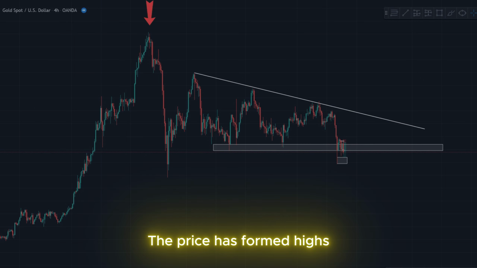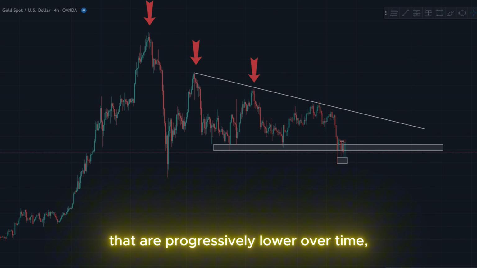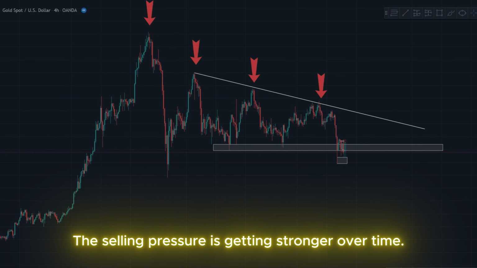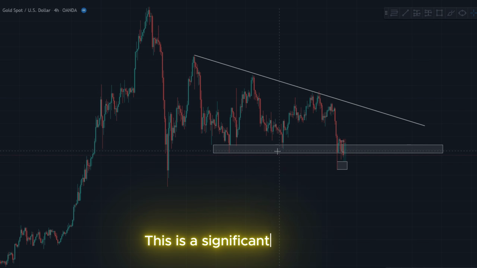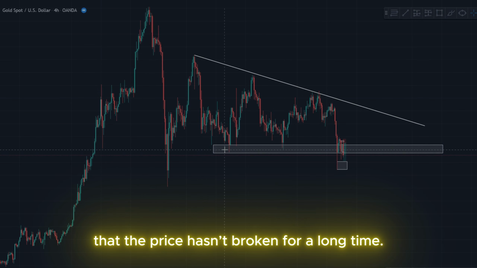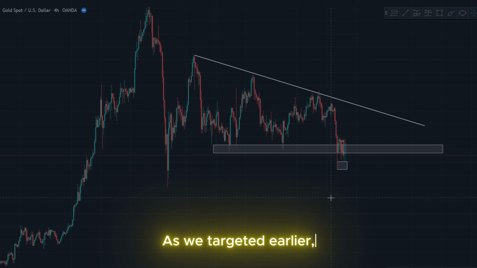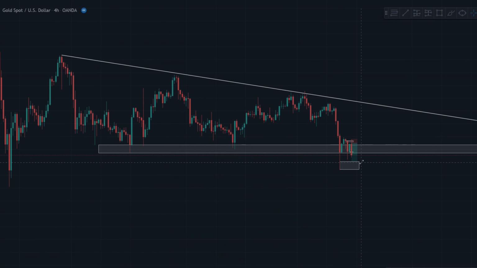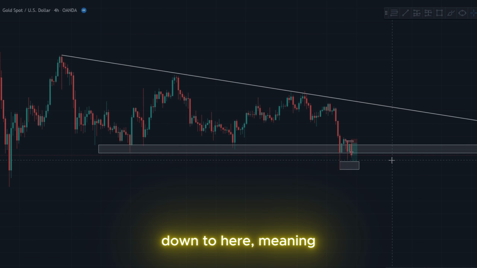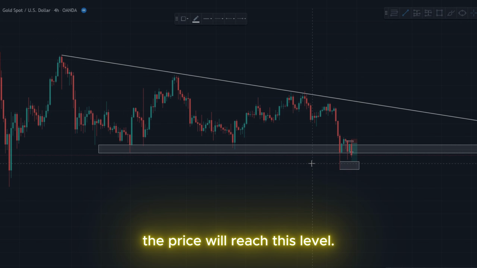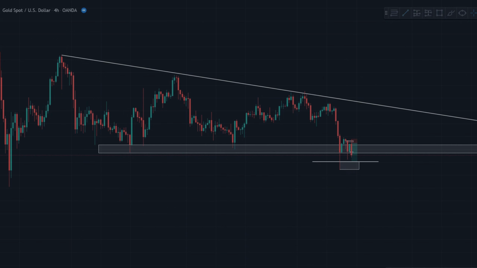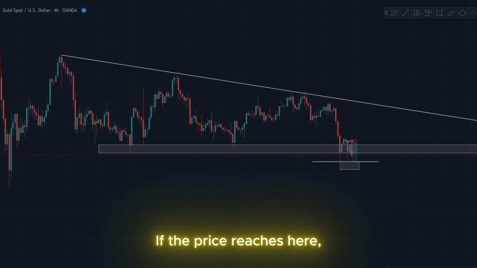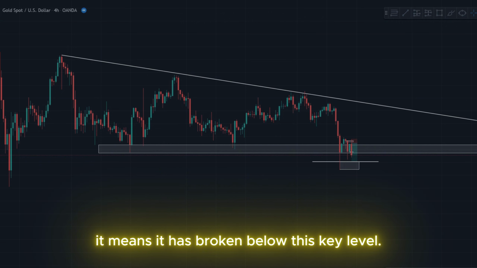The price has formed highs that are progressively lower over time, indicating increasing selling pressure. The selling pressure is getting stronger over time. This is a significant key level that the price hasn't broken for a long time, as we targeted earlier. Down to here, meaning the price will reach this level. If the price reaches here, it means it has broken below this key level.